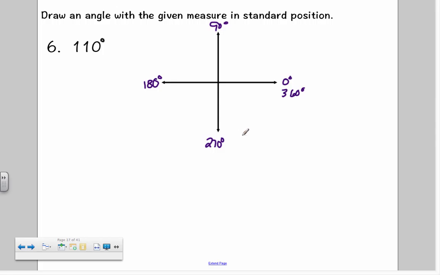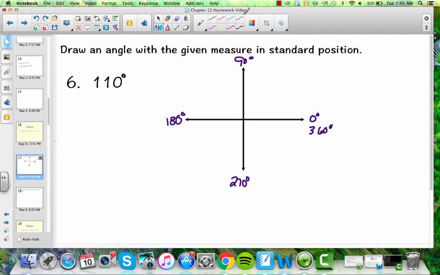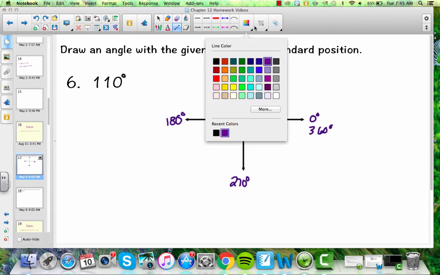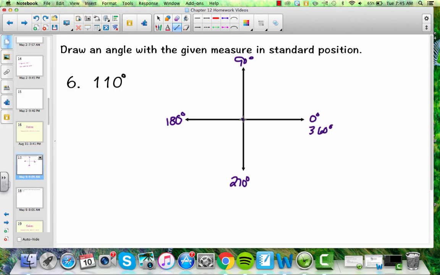So it says draw an angle with the given measure in standard position, 110 degrees. Well, I know that 0 to 90 is here, so I would need another 20 degrees to make it 110. I'm going to use a nice little line tool here to help me draw that. Let's see if I can get the same kind of color going on. If I draw a line out, another 20 degrees is about this much. So now I have another 20 degrees drawn.